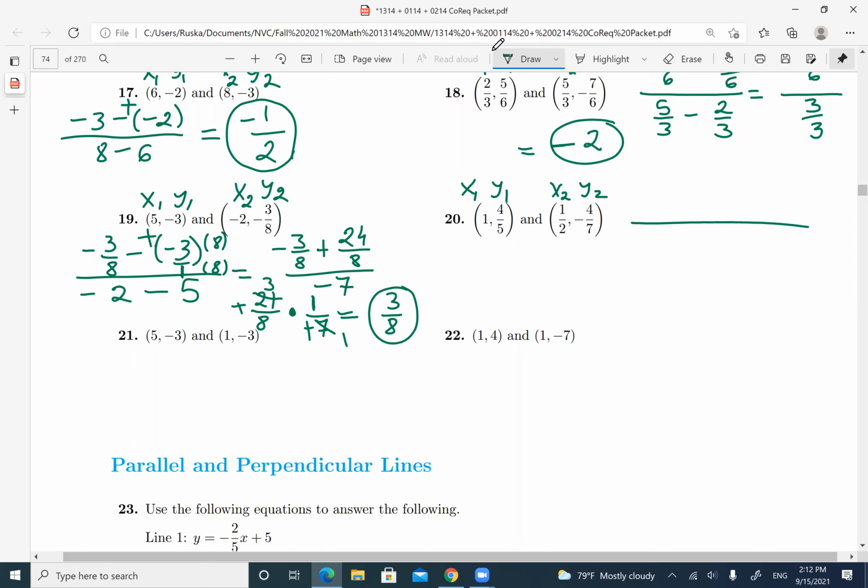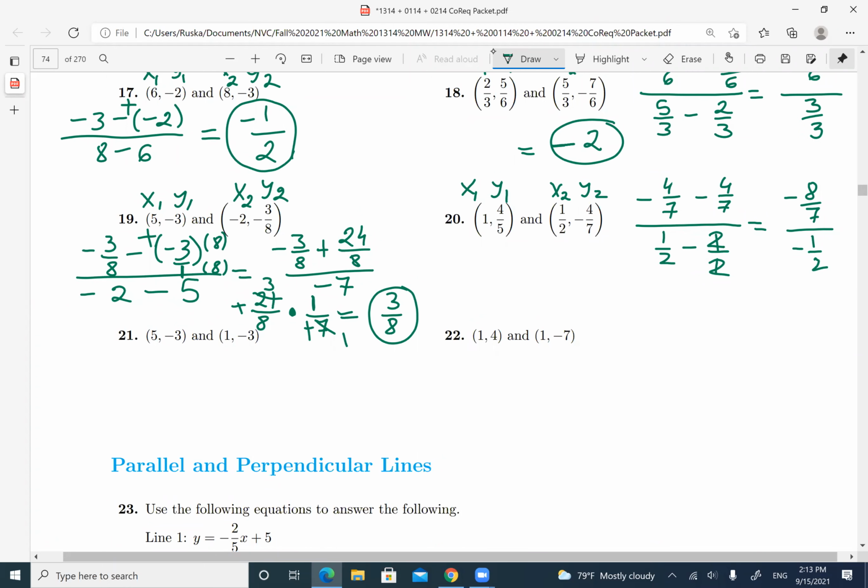So we're going to have y2 minus y1. So it's negative 4 over 7 minus 4 over 7. So that's y2 minus y1 over x2 minus x1. We're going to combine the top, so that's negative and negative, you're going to add. So that's negative 8/7 divided by, this is 1/2. You can multiply by 2 to get the common denominator, so it's negative 2 over negative 2. So it's going to be negative 1/2, right?